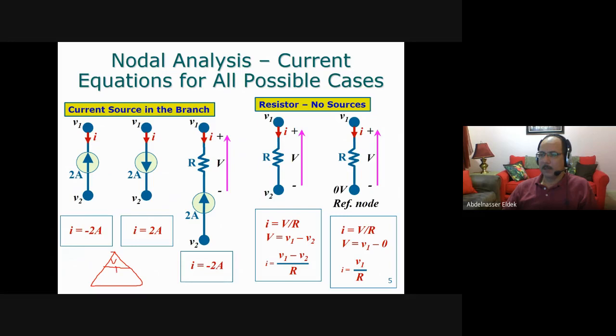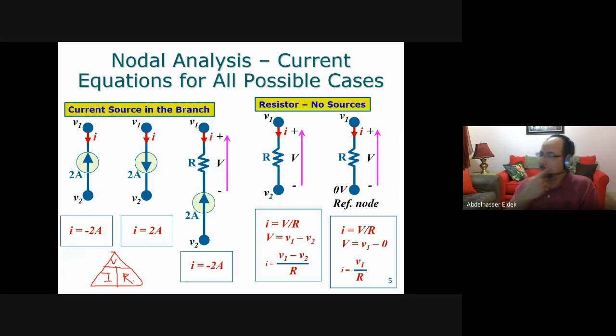Voltage, current, resistance. To find the current, you have to use Ohm's law. This is the only option. Or otherwise, the current is supposed to be known. If the current is known, this means that you have a current source. If you have a current source, the current is known. If you don't have a current source, you must use Ohm's law. You don't have any other option.